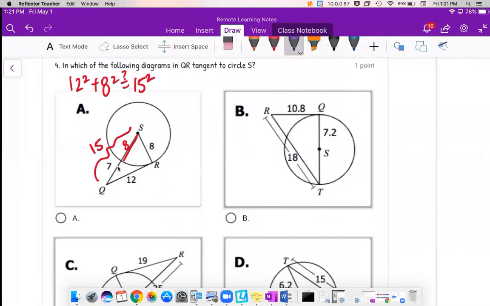Okay, so let's see. If I do 12 squared plus 8 squared, that becomes 208. And then 15 squared is 225. So those are not equal, which means that this is not a 90-degree angle, so QR is not tangent. So it can't be this one.